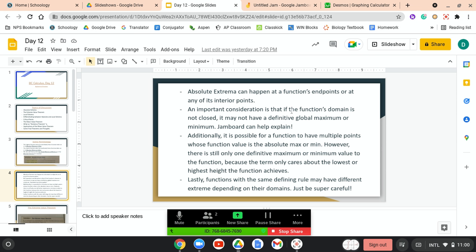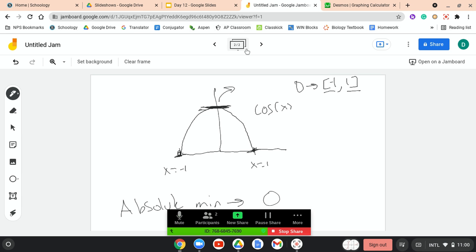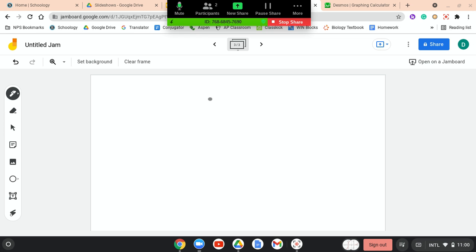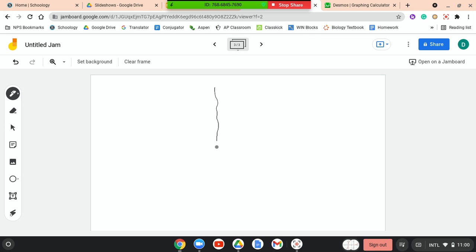Next point. An important consideration is that if a function's domain is not closed, then we're in trouble. Let's look at the same function as before. We have cosine of x, but I'm going to define its domain as this interval. What's the difference between this and the other interval I wrote?